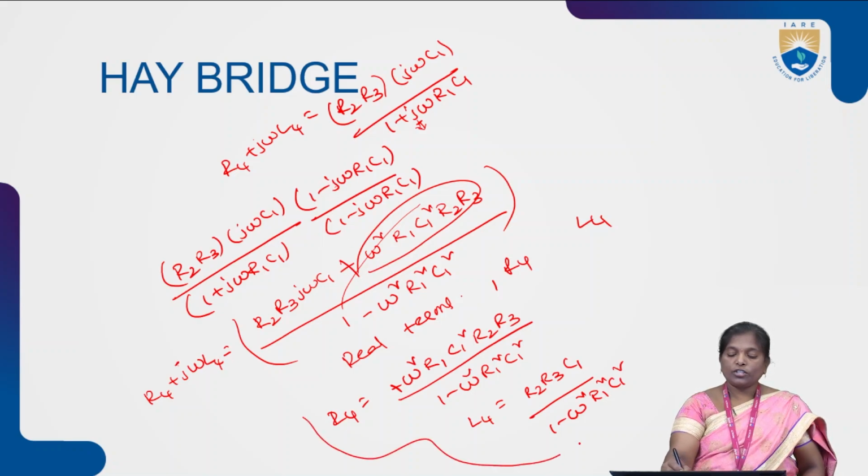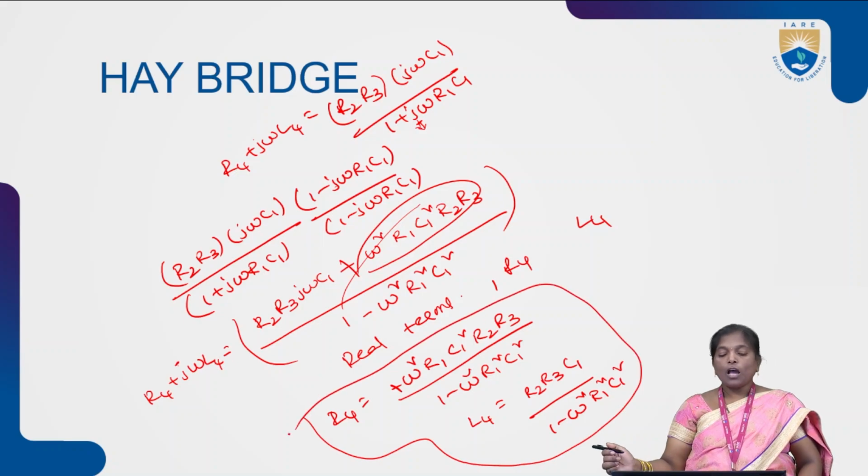So finally these two are the expressions for unknown resistance and unknown inductance. So with the help of Hay bridge, we can measure unknown inductance with a more accurate value. This is about one of the AC bridges, that is Hay bridge. This Hay bridge is mainly used to measure unknown inductance.